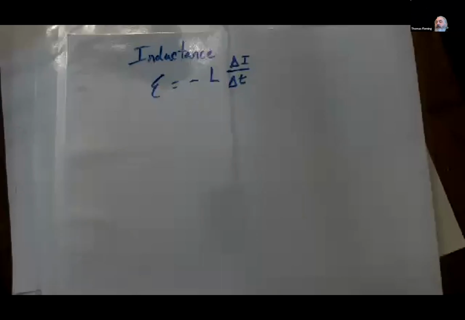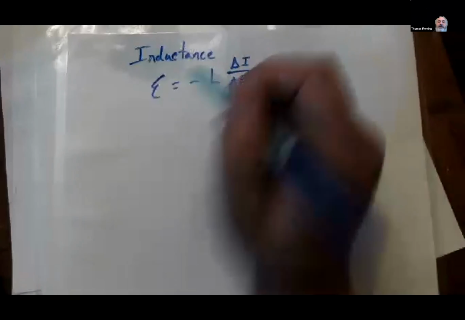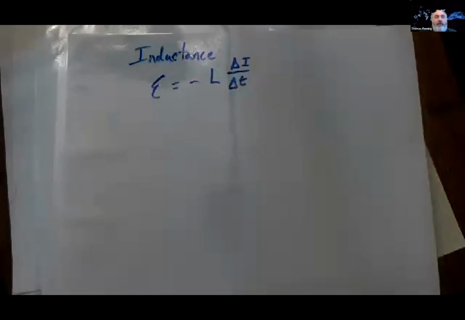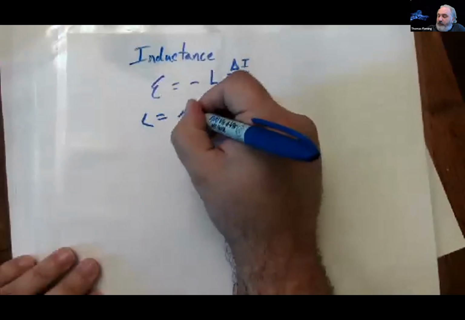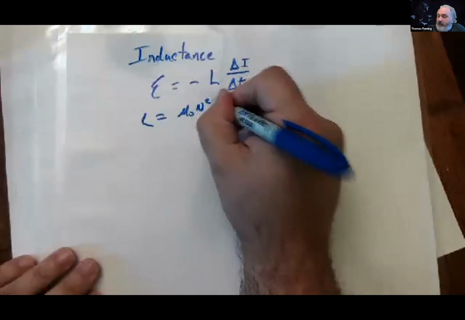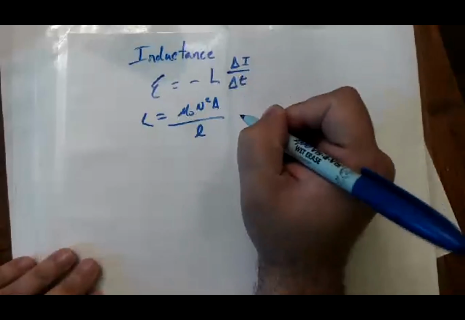And the L is just the part of this response that depends on the size and the shape of your inductor. For a solenoid, the inductance was mu naught N squared A over L.